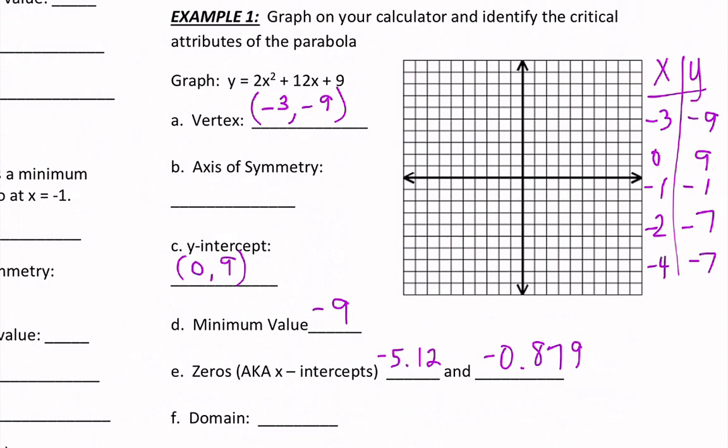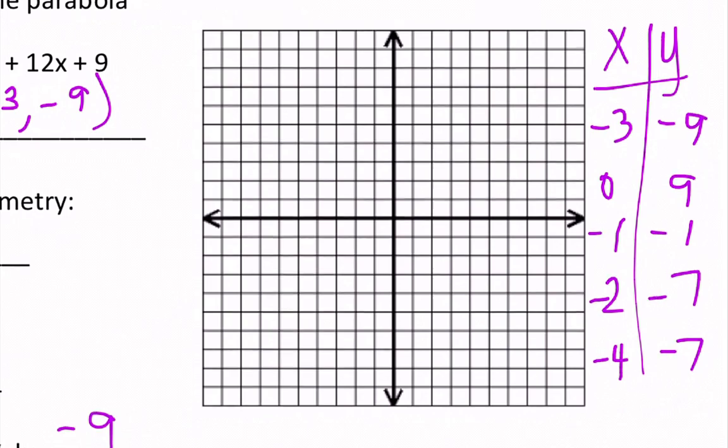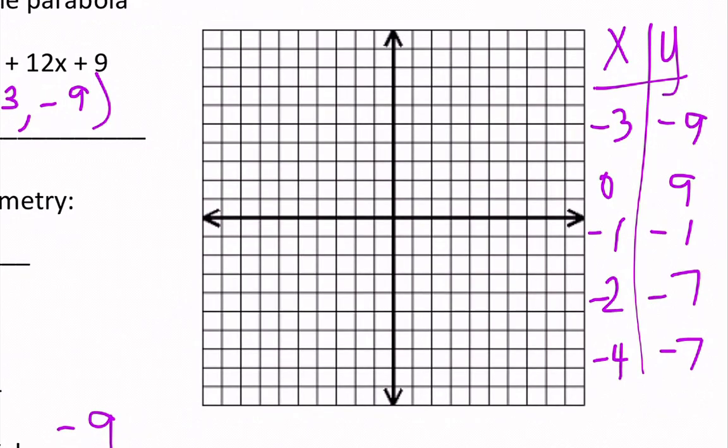All right, so I'm going to go plot these points. So -3, -9. I'm going to go back 3, down 9, and put a point. I'm going to go ahead and zoom in. Zero, 9, just here. -1, -1. -2, -7. And -4, -7.